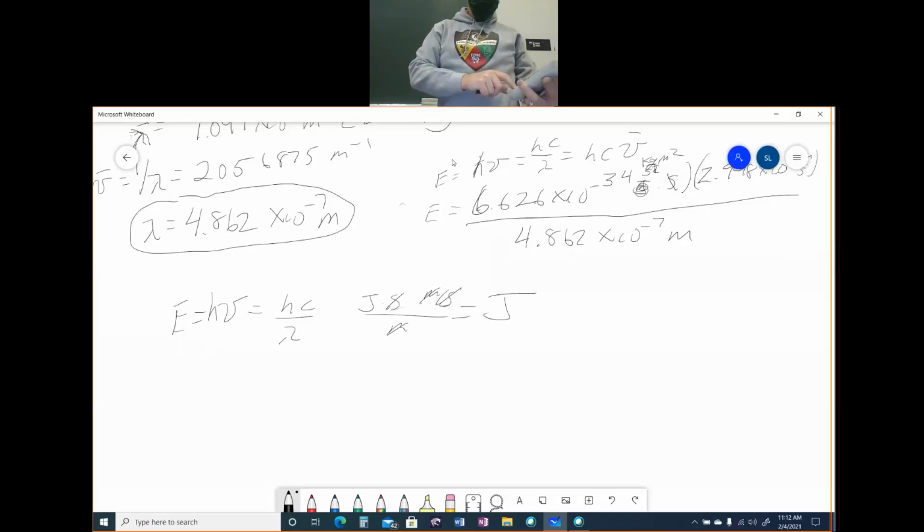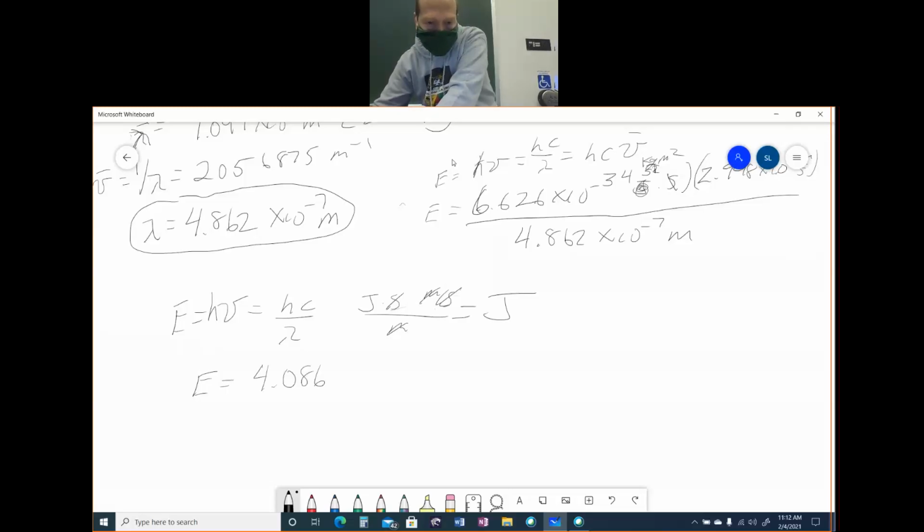Energy. So you have your 6.626 times 10 to the minus 34 times 2.998 times 10 to the 8th divided by 4.862 times 10 to the minus 7. All right, so you get your energy. And the energy for this equation is 4.086 times 10 to the minus 19 joules.